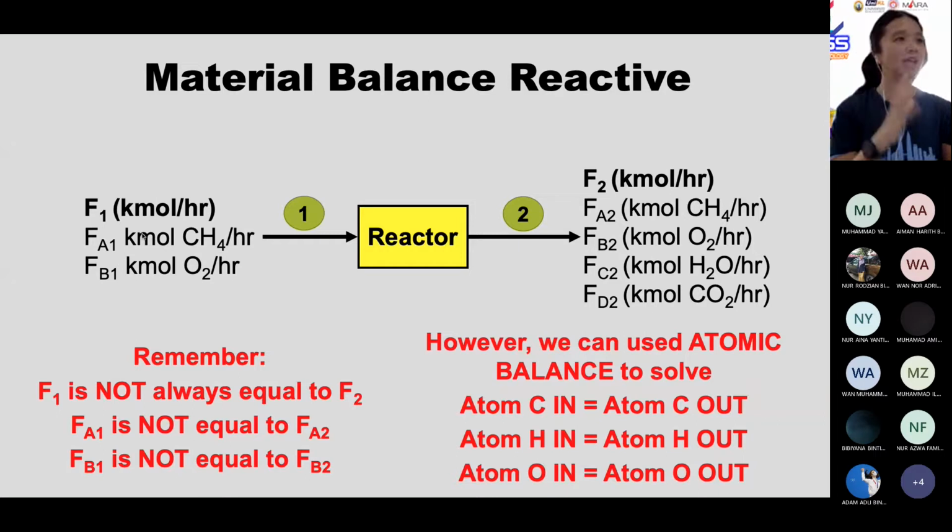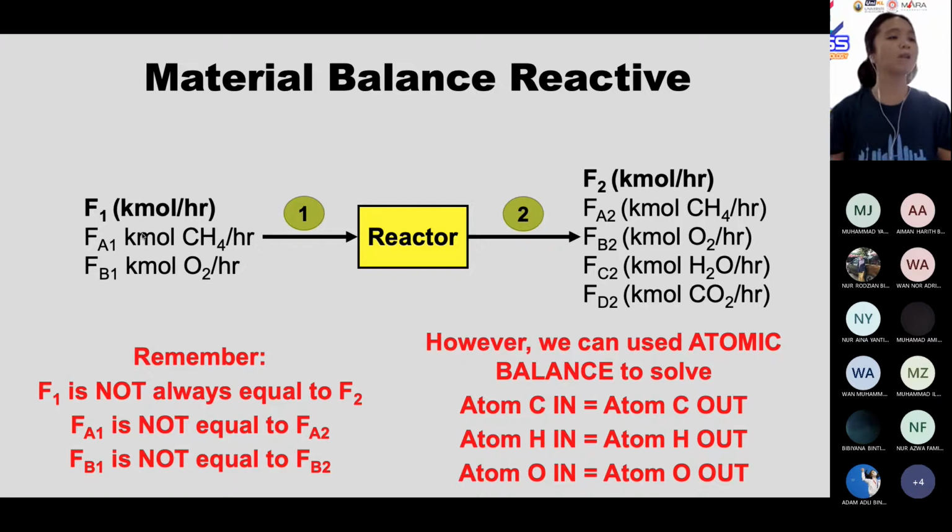Okay. So again, when you see this diagram, you must remember total in is not necessarily equal to total out for a reactive process. So you cannot write F1 equals F2. It depends on the reaction. Certain reactions you will get F1 equals F2, but not necessarily. So you cannot write F1 equals F2. Similarly, how much methane goes in is not the same as how much methane comes out, and how much oxygen goes in will not be the same as how much oxygen comes out.